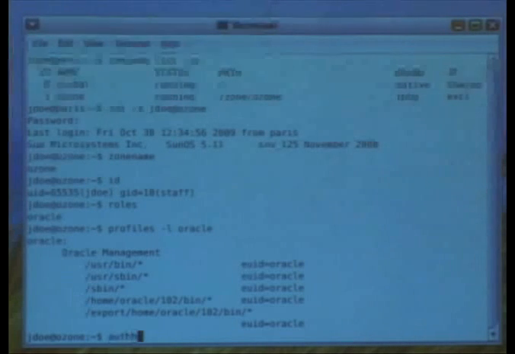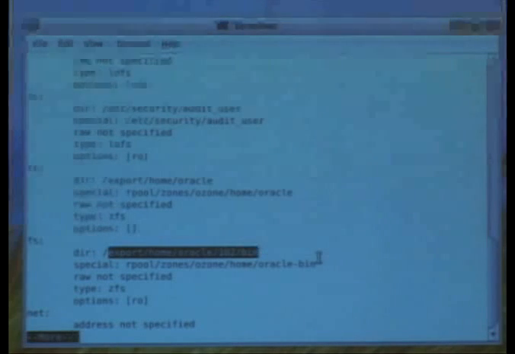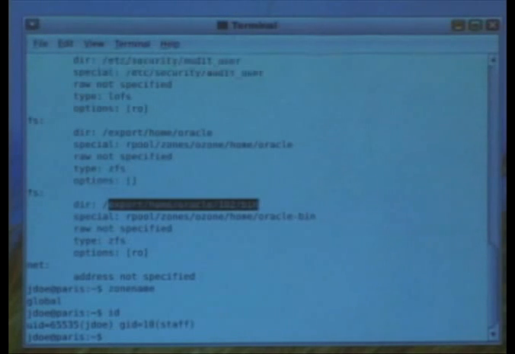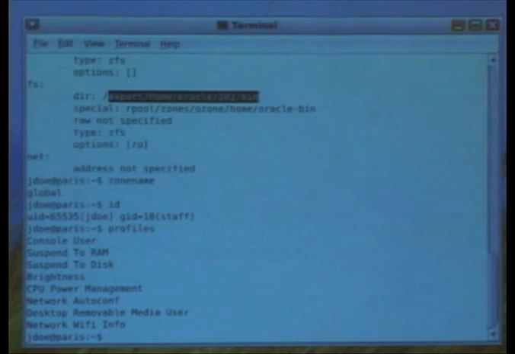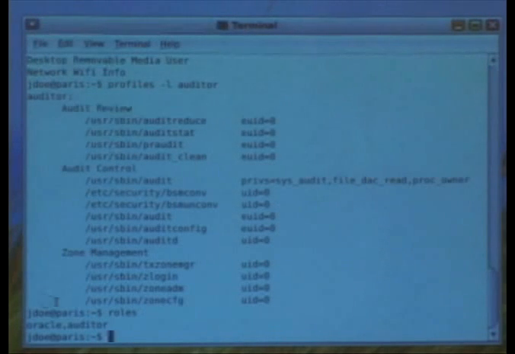And if I look at the authorizations for the role Oracle here. Let's just do that here as well. Let's go into the global zone. So here zone name is global, and I'm logged in as JDO. If I look at my profiles, I have actually far more profiles. Hang on, I wanted to look at the profiles for auditor. Sorry about that. Auditor. The roles that I'm allowed to assume here are Oracle and auditor in the global zone. So it's different in the global zone from the non-global zone.